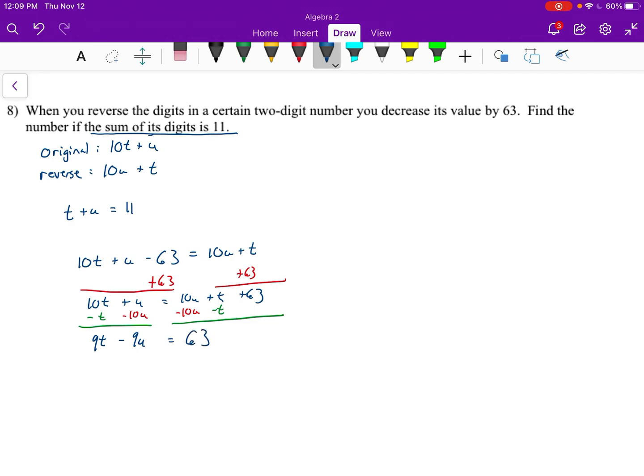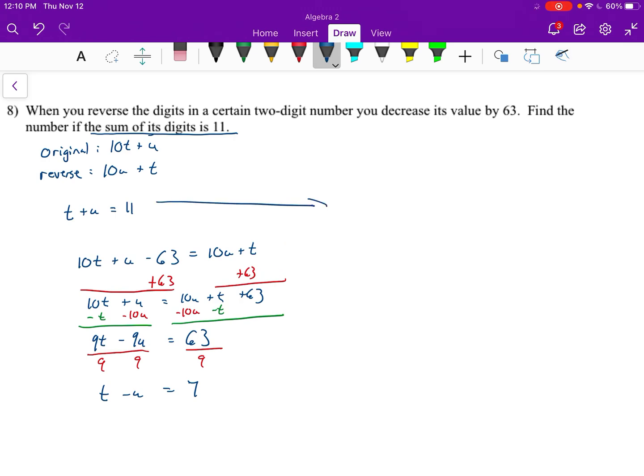What I like about this, and this happens often, is all of these numbers are divisible by 9. So we can divide both sides by 9. It just makes things a lot simpler because the numbers are smaller. If that ever happens, if everything's divisible by the same number, go ahead and divide. This gives us t minus u equals 63 divided by 9, which is 7.